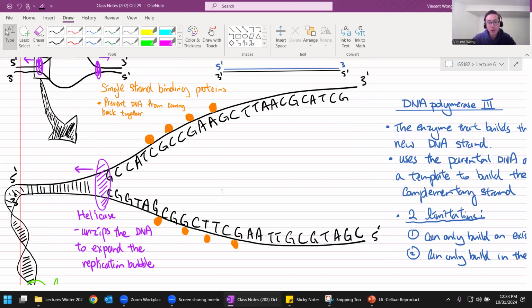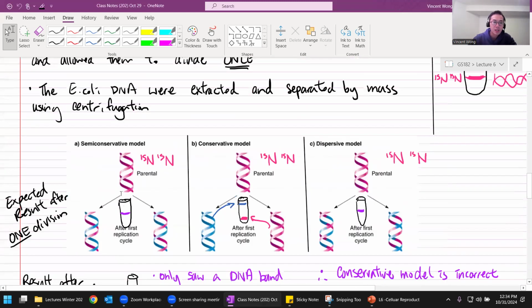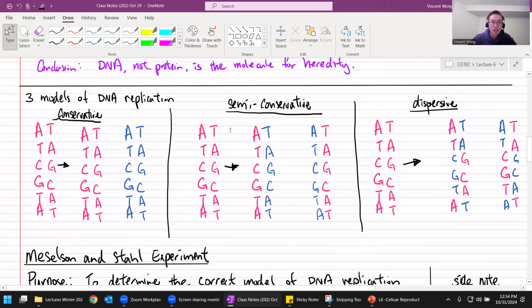And so in order to do that, we follow the semi-conservative model of DNA replication, which was shown to be true through the Meselson and Stahl experiment. Right? So in the semi-conservative model, you separate the parental DNA and you use each half of the DNA as a template to build the missing complementary strand. Okay?